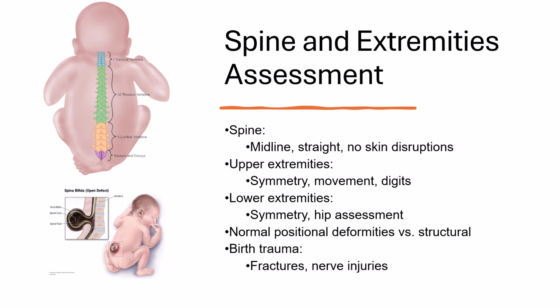Also document any birth trauma, such as fractures or nerve injuries, particularly brachial plexus injuries that result in asymmetric movement or Moro reflex.